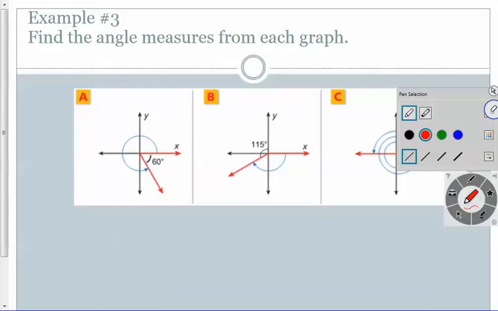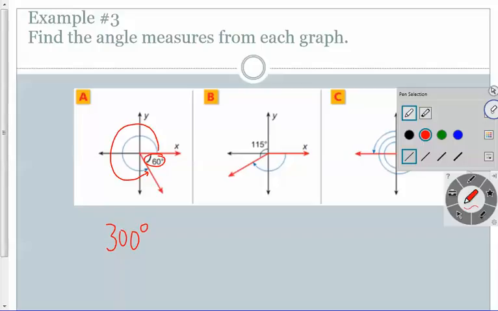Now, let's talk about this. Find the angle measures from each graph. On this one, this obviously is a positive degree angle. What we can think about is it gives us this opening of 60. So realistically, a full circle is 360, so this angle is 300 degrees, if that makes sense.